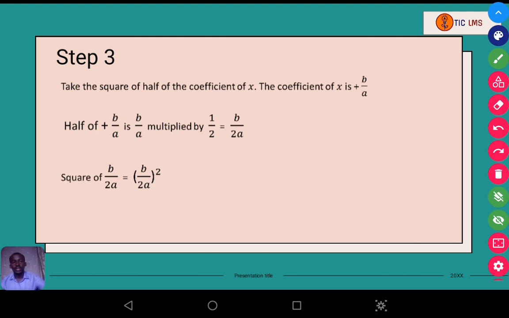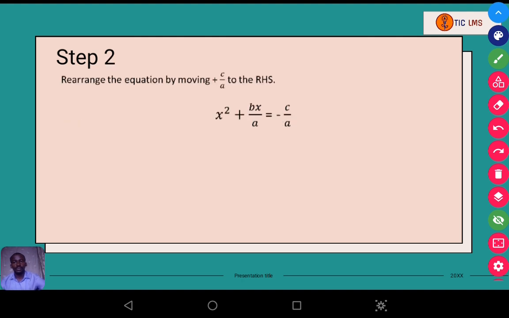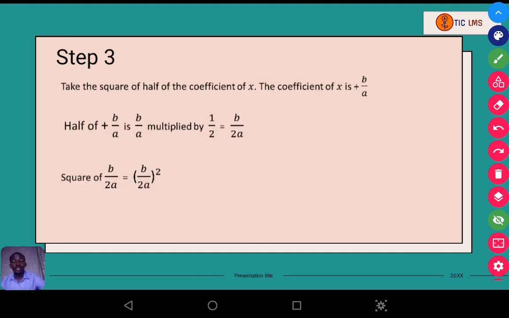Now in step 2, here we have plus bx over a. So x is a variable, and what you have beside it is b over a. So b over a is the coefficient of x, not to forget the sign, which is positive. So what we are going to do is take that positive b over a and multiply it by half. That is what it means to halve the coefficient.